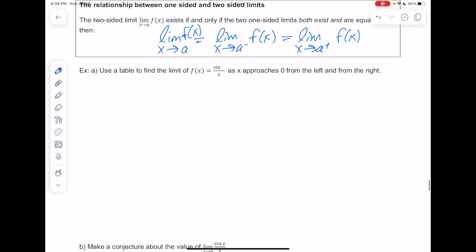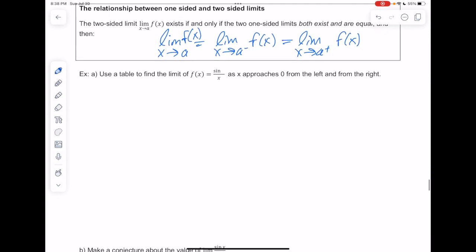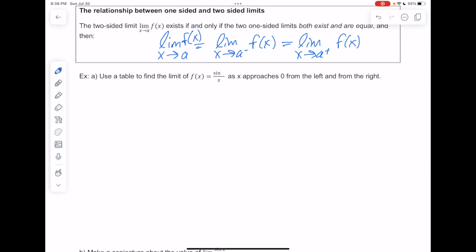All right, let's look at one more, and this one is going to be for a trig function. So we're going to use a table to find the limit of f of x, where f of x is equal to sine x over x. Looks like we're missing an x there. I'm going to go ahead and write that in. Hopefully I'll have that fixed in your notes by the time you do it, but there should be an x right there. So we're looking at the limit of f of x equals sine x over x as x approaches 0 from the left and right hand side.